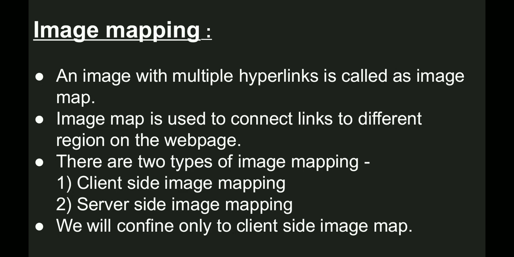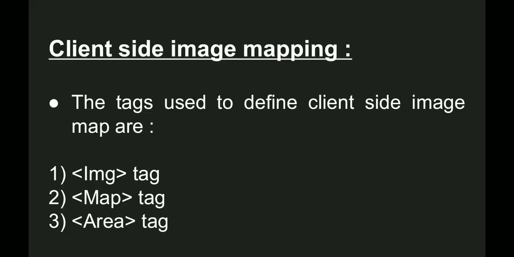There are two types of image mapping. The first one is client-side image mapping and the second one is server-side image mapping. We will confine only to client-side image map. So let's start with the client-side image mapping. The tags used to define a client-side image map are the image tag, map tag and area tag.